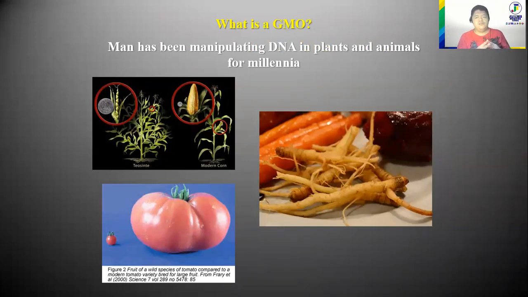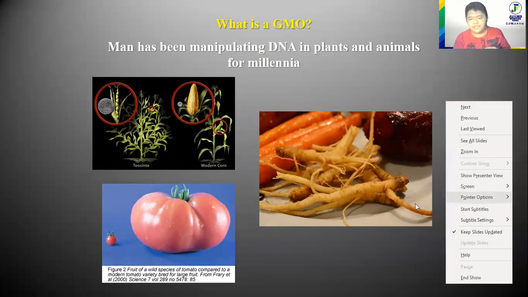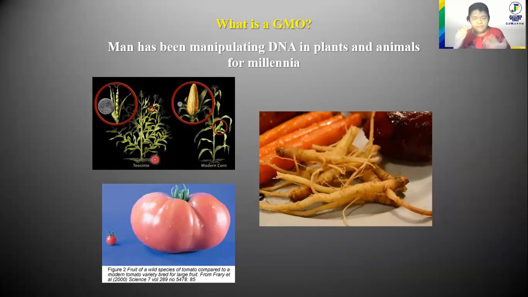For millennia, for thousands of years, we have already manipulated the DNA of plants and animals. Have you ever thought of that? Let's start first with one of the most important crops in the world today, corn or maize. Maize was discovered in Mexico, and it was called teosinte.